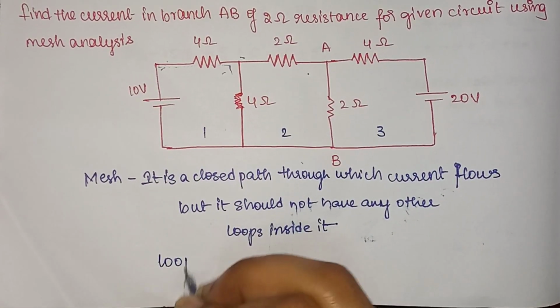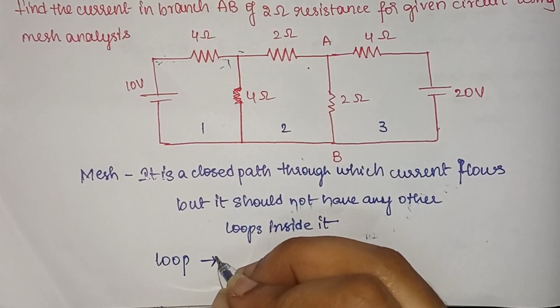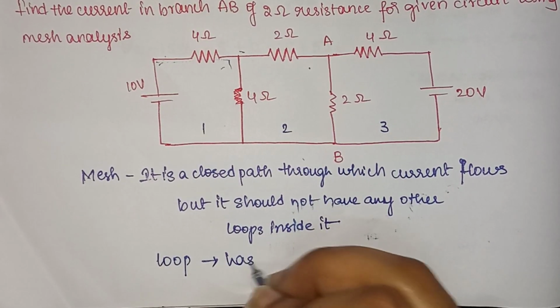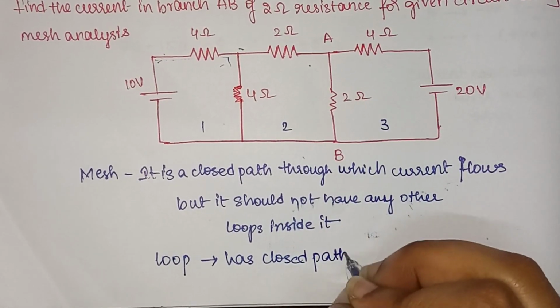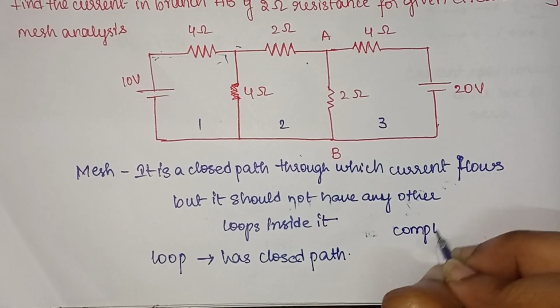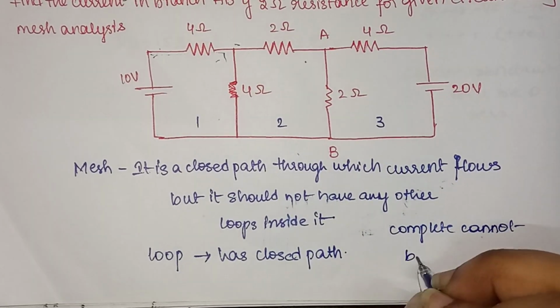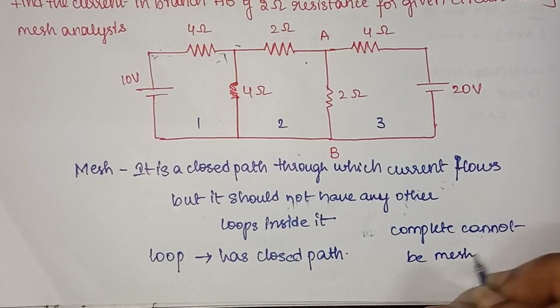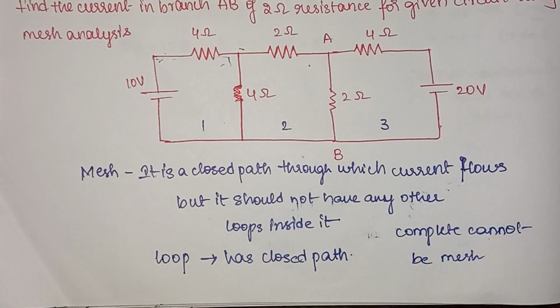A loop means it has closed paths. And a complete circuit cannot be a mesh. So this is the theoretical part required for this particular problem. So now let's see how to deal with this particular question.